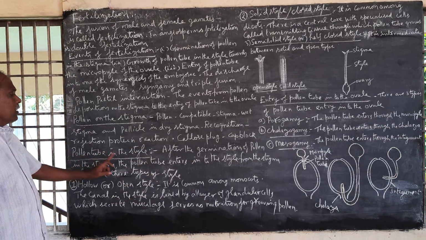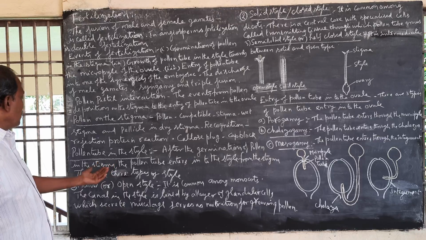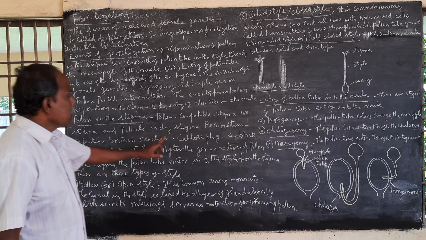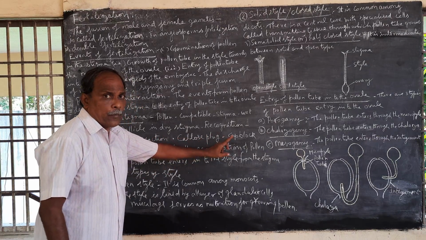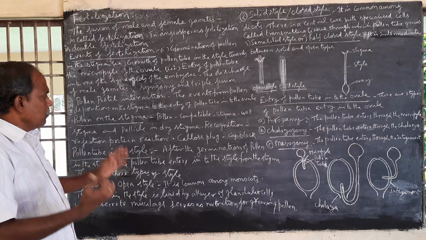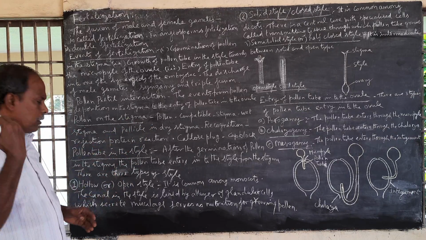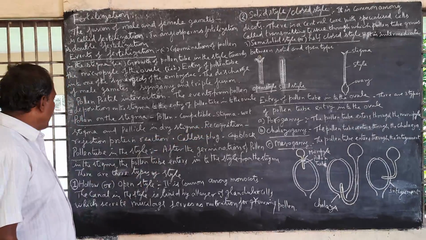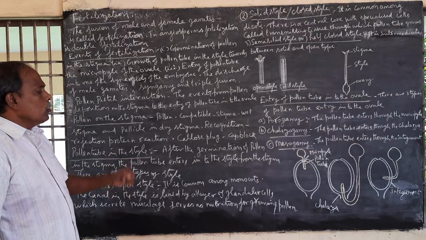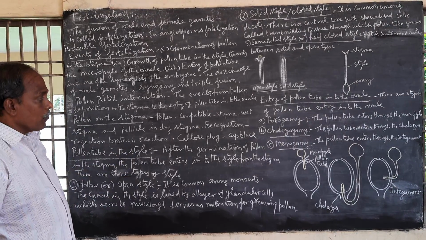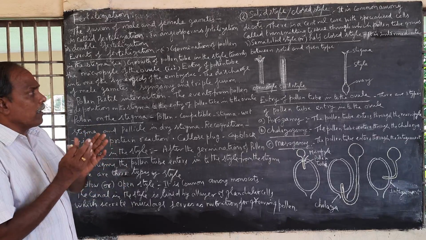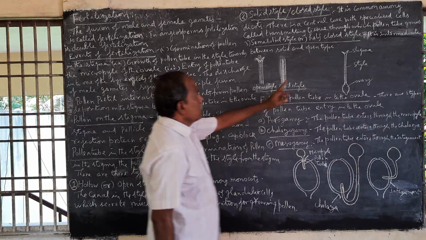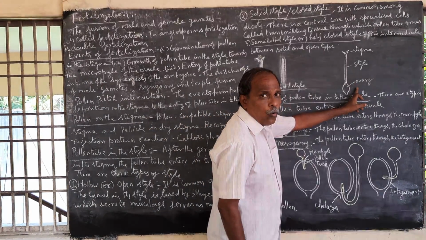Then the pollen tube in the style. After germination of the pollen on the stigma, the pollen tube enters into the style from the stigma. So what are the parts of the gynoecium? Stigma, style, ovary.